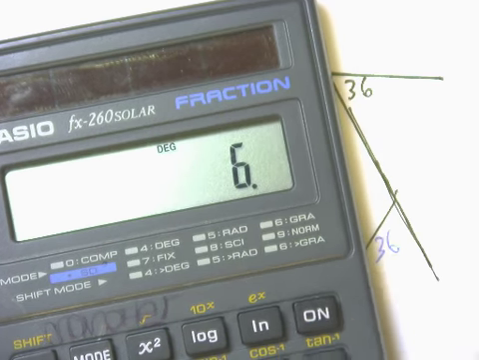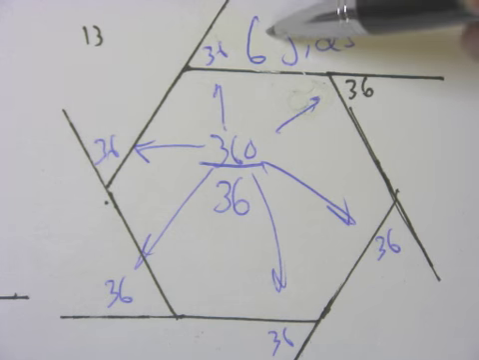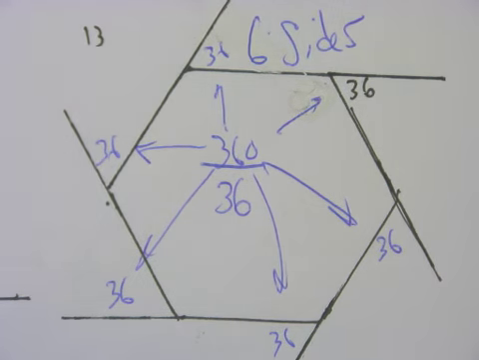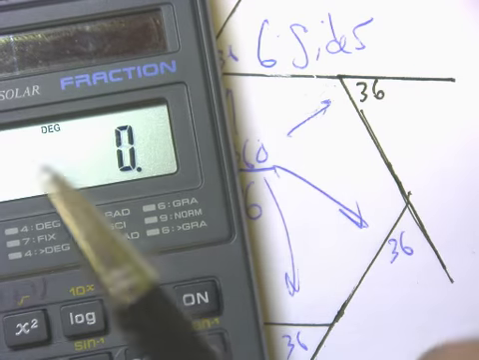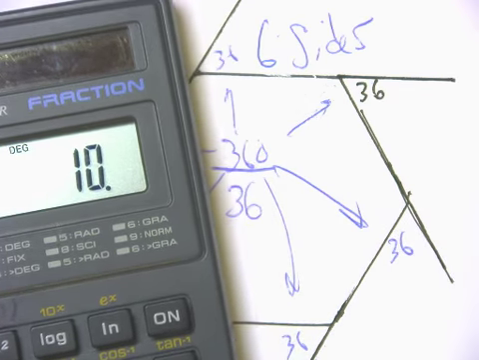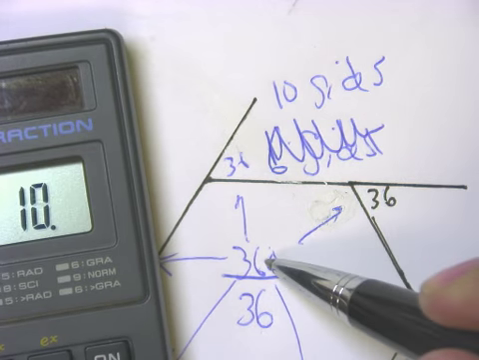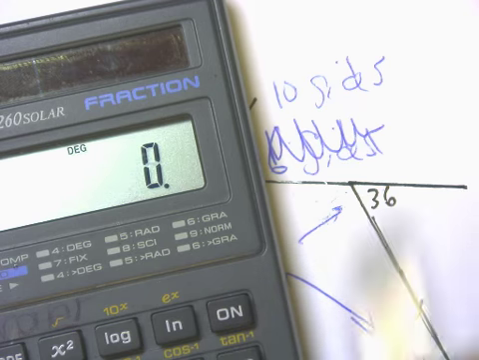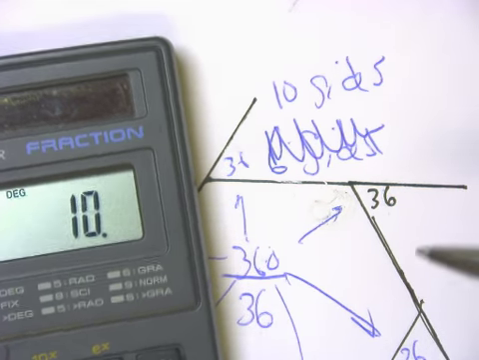360 divided by 60 is, no. 360 divided by 60 is 6, and I guessed incorrectly. It would be 6 sides, because 36 times 6 is 360. No, I'm sorry. What did I do wrong there? I think I divided by the wrong number. 360 divided by 36. Let's try that again. 360 divided by 36 is, I was right, it is 10. 10 sides. My mistake. 360 divided by 36, let's check that again, is 10. And of course, 36 times 10 is 360. Okay, I know my first instinct on that was right.